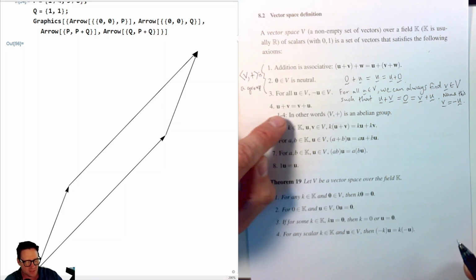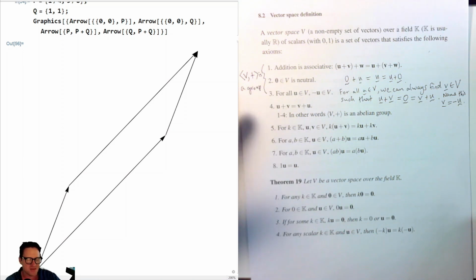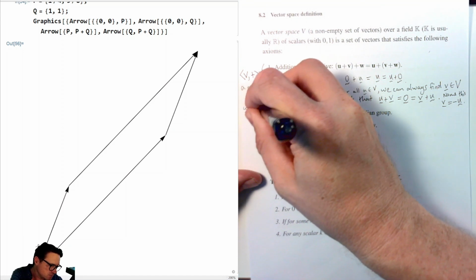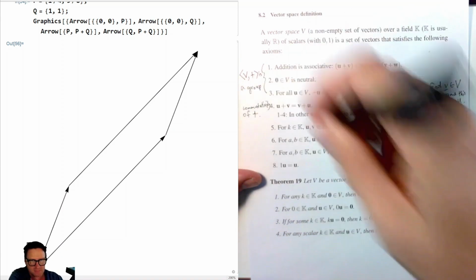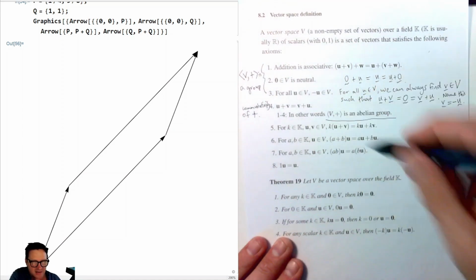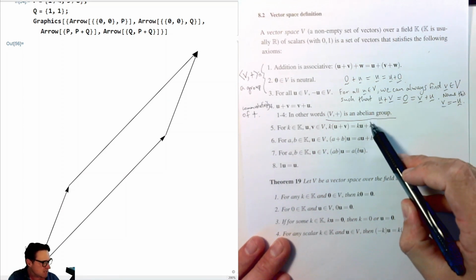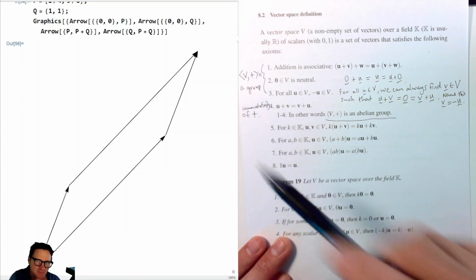Now, if u plus v is always equal to v plus u, in other words, we have commutativity, then the 4 of these axioms make this structure an abelian group. The 4th one is commutativity of addition. Okay, and if we have all 4 of those, we can call this additive structure an abelian group. Abelian is named after a person, Niels Henrik Abel, but it refers to commutativity.